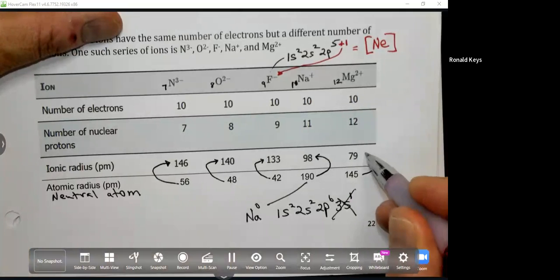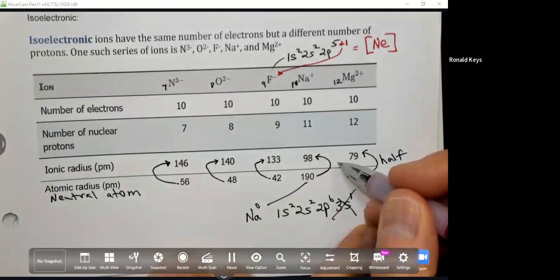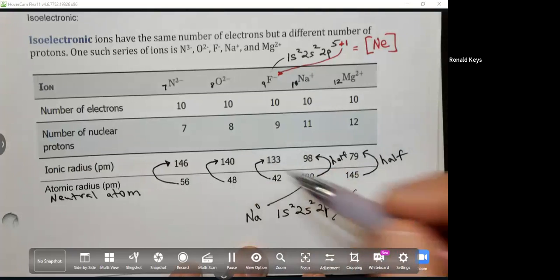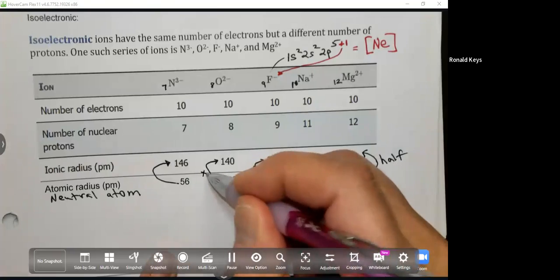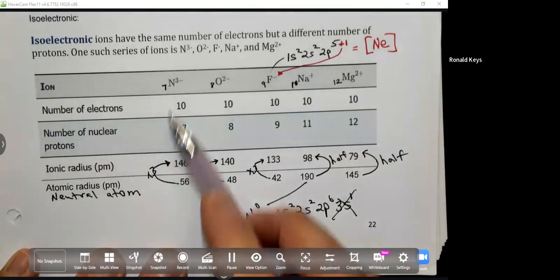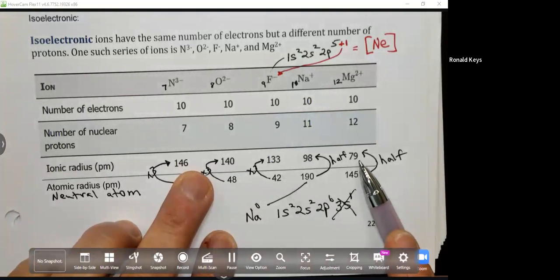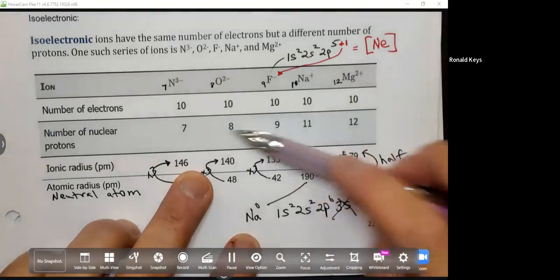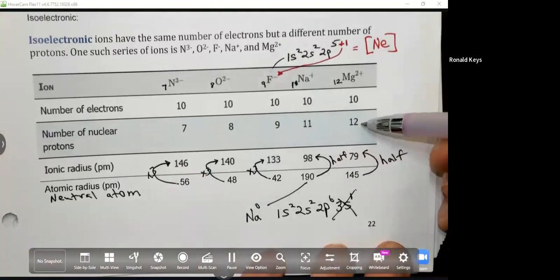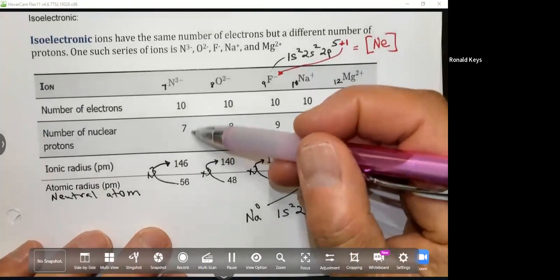Magnesium here, you get rid of 2 electrons. And this is kind of typical. This is about half. This is about half. This is almost triple, right? Going the other way, almost times 3. But there's our exact order of our radius. This is the largest, this is the smallest. It's really how many protons are pulling in the same number of electrons. Obviously, 12 protons should be able to pull in 10 electrons tighter than 7 protons pulling in 10 electrons.